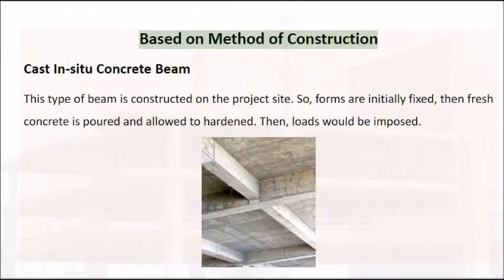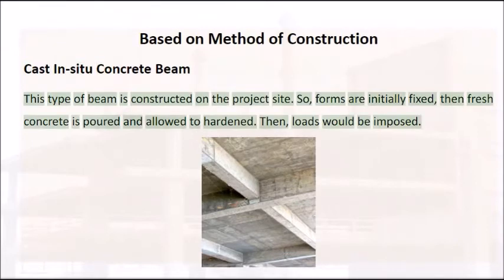Based on method of construction. Cast in situ concrete beam. This type of beam is constructed on the project site. So, forms are initially fixed, then fresh concrete is poured and allowed to harden. Then, loads would be imposed.